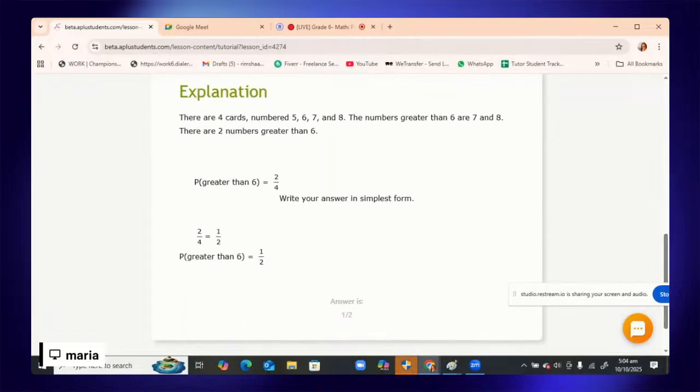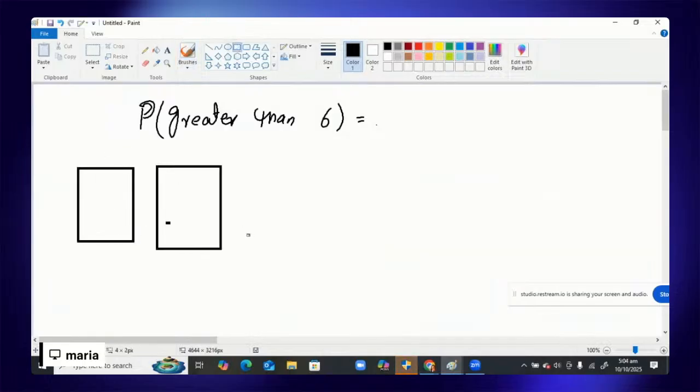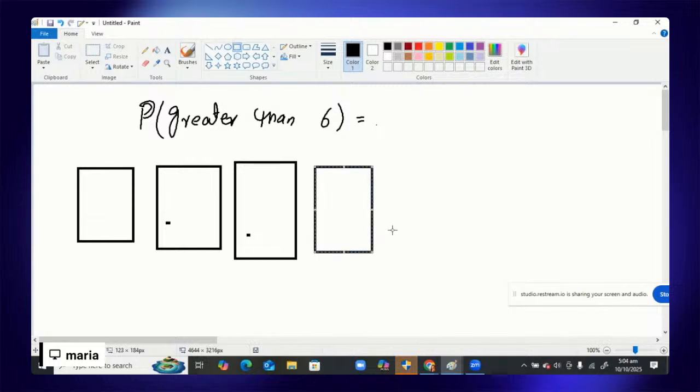So how can we write the probability that the card is greater than six? Let me write it here. Probability greater than 6, which is equal to, these are the four cards. I'm going to put the cards here: first card is 5, this is 6, this is 7, that is 8. How many total? 1, 2, 3, and 4.